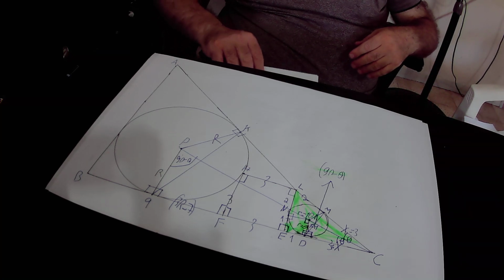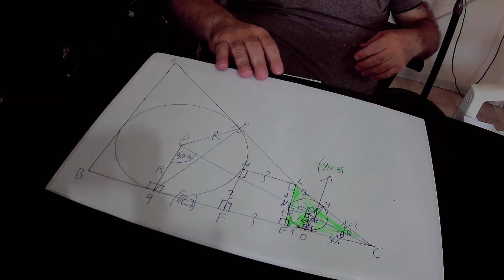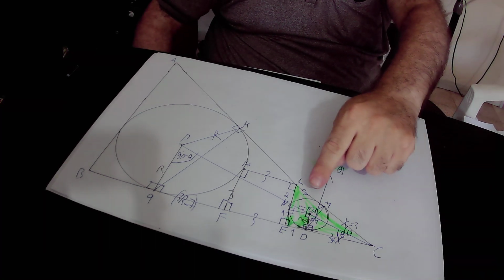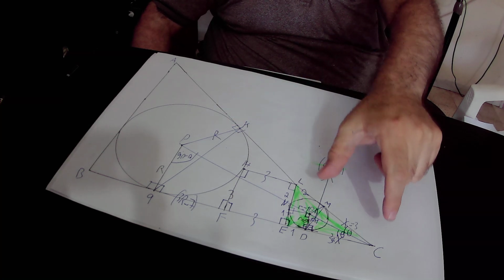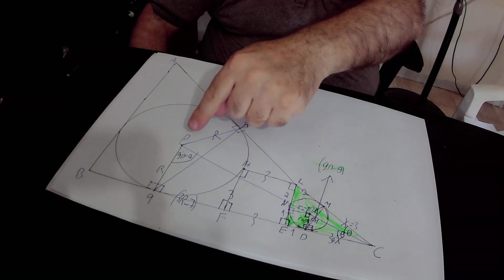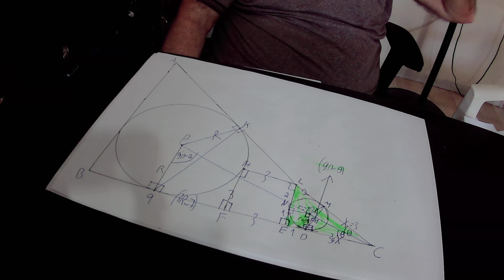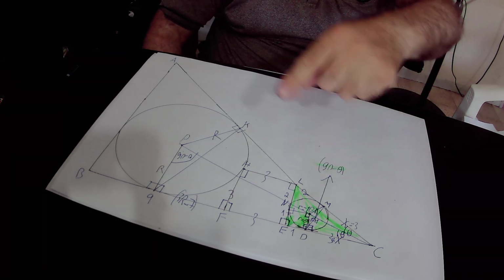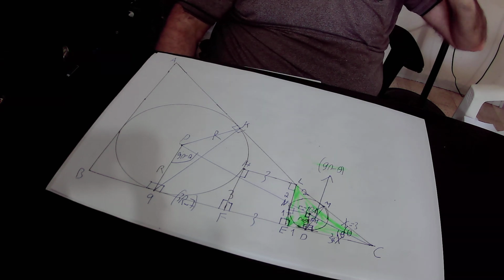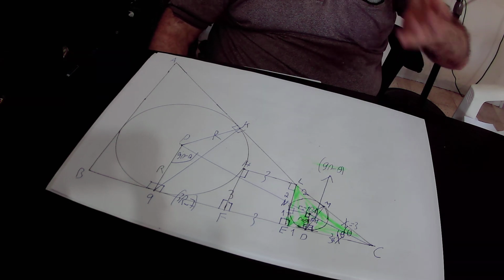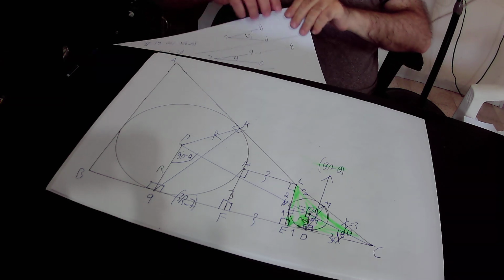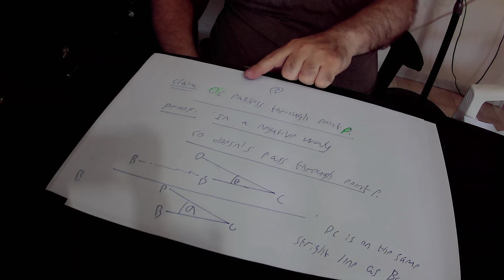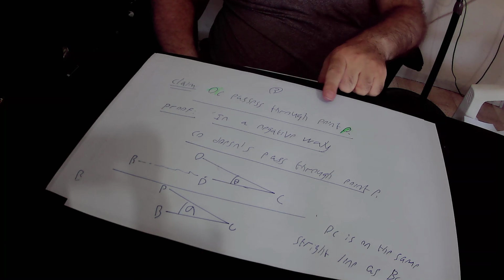Then we add a claim. Our claim is that the angle bisector CO passes through point P. In other words, points C, O, and P are all located on the same straight line. This is our claim. Again, our claim is that the angle bisector OC passes through point P.